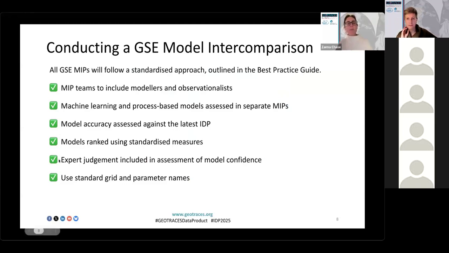And importantly, the process is going to include expert judgment in assessing model confidence. And this is where the observationalists on the intercomparison teams will play an important role. And finally, the teams are going to use the standardized grid and parameter names to make it easier to compile the final GeoTraces state estimate product.